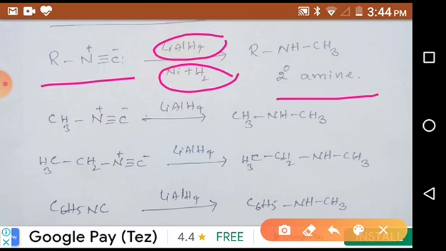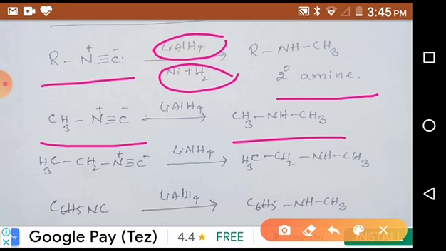For example, if you see this reaction, methyl isocyanide on reaction with lithium aluminum hydride is giving N-methylmethanamine, or N,N-dimethylamine, dimethylamine. It's a secondary amine. Why is it a secondary amine? This nitrogen is linked to two alkyl groups. Nitrogen having one hydrogen. If it has two hydrogens, primary amine. One hydrogen, secondary amine. No hydrogen, tertiary amine. So that's why you can say this is a secondary amine.